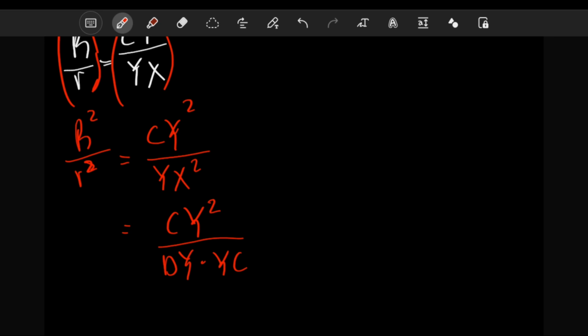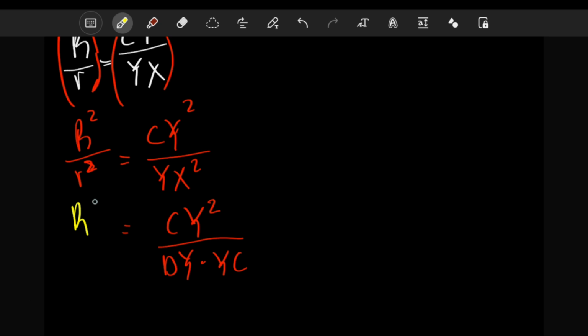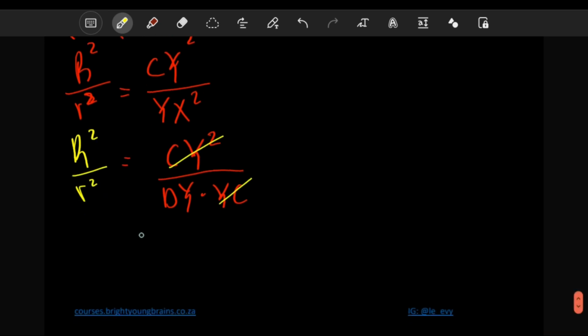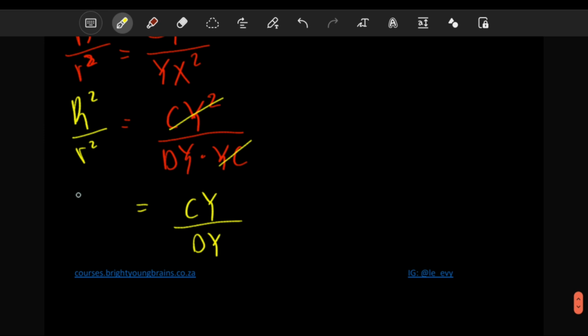Is it really going to happen like that? Yes, it is, my guy. So this is just r squared. One cancels one there, and then you just have one of them at the top and dy at the bottom. Oh, wow. Oh, it's not done. Okay, but here you can just flip it over.